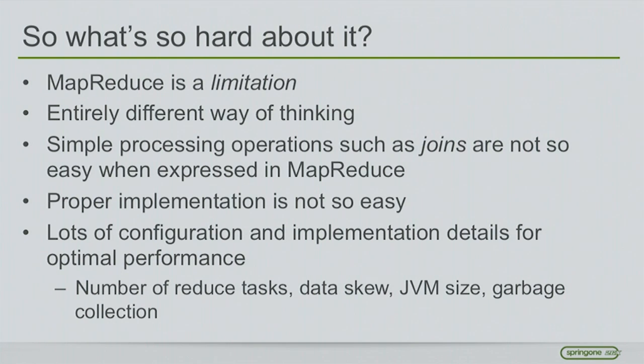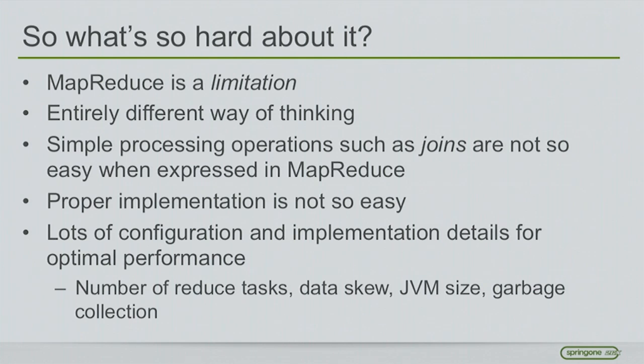So simple processing operations that we're used to, like joins, are not very easy when expressed in MapReduce. There's like 4 different types of joins, so you need to take into account how much data am I processing, which type of join do I want to use. Cross products are a whole other story. The proper implementation piece is not so easy to do.